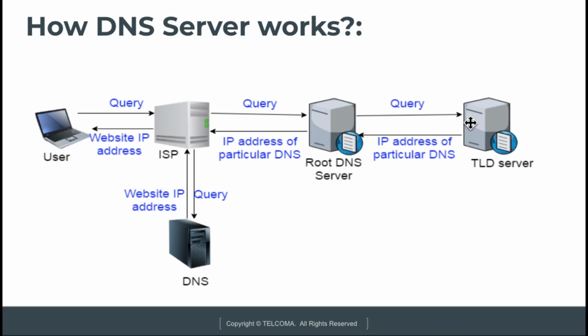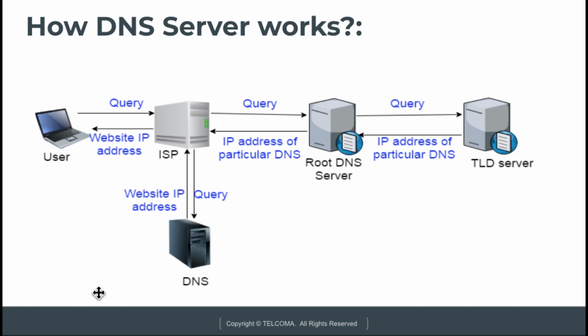So here it knows the IP address of a particular DNS server that knows the complete information about the URL that the user typed in the computer. So it will send the IP address of the particular DNS, and then the root DNS server will again send the IP address of the particular DNS server to the ISP, that is the recursive resolver. After that, as the recursive resolver knows the IP address, it sends the query to the DNS, as the DNS knows about the IP address of the full domain and it tells the IP address of the website.